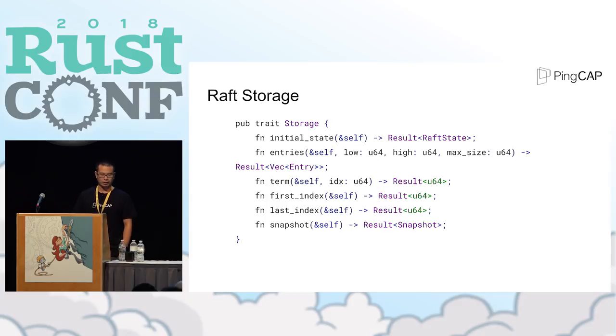And entries returns a slice of the Raft log from low to high. The term returns the current term, and the first index and the last index return the first and the last index of the whole Raft logs. And the snapshot returns the current snapshot of the state machine. You can think of it as taking a picture of the state machine at that time.